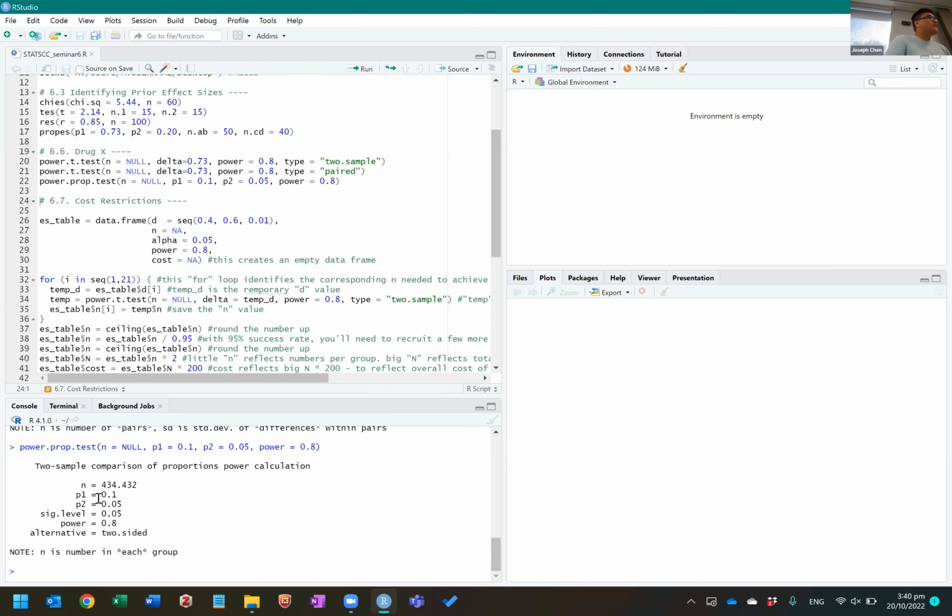You need to recruit 434 patients, or 435. In order to meet it, you need to recruit 435. Note that n is the number in each group, and this is assuming that you have a 50% balance in each group. If you wanted to make it a little bit more fancy, you need to use other tools to be able to calculate unbalanced study designs. Great. Now 6.7 is talking about cost restrictions.